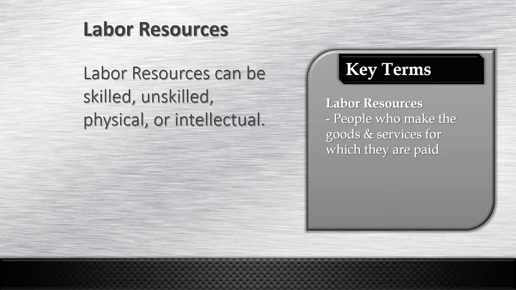Our second type of factor of production is labor resources. Labor resources are people who make the goods or provide the services, and those people are in turn paid for it. So really, it's just people. It's the workers, the employees, the managers, the CEO, and the boss.